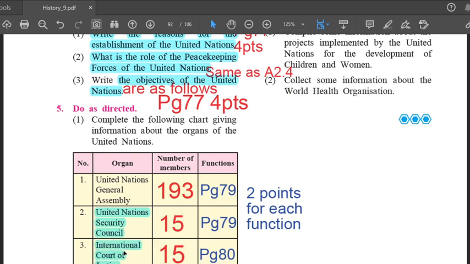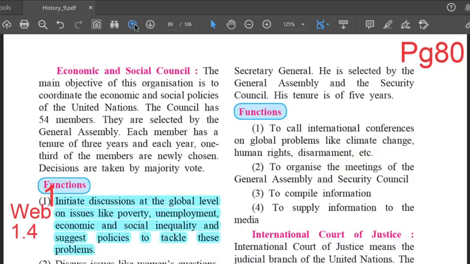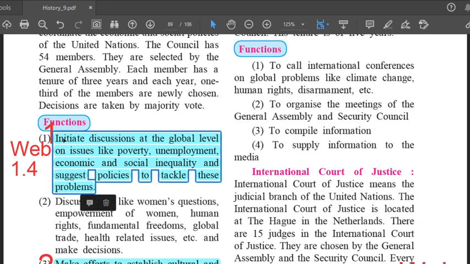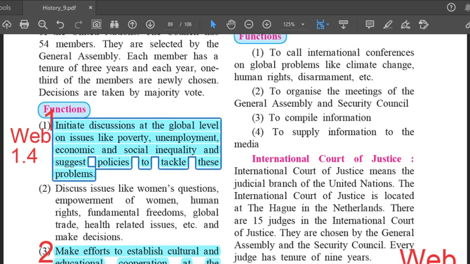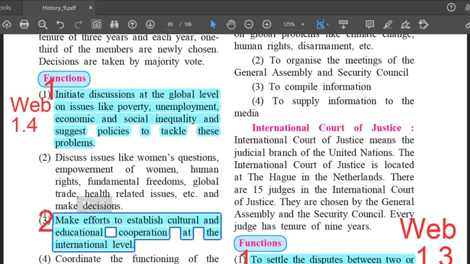International Court of Justice. Number of members are 15 and functions are on page number 80. Left hand side. Can you see your functions, children? Second paragraph. Functions, first line, first point is the point. Initiate discussions at the global level on issues like poverty, unemployment, economic and social inequality, and suggest policies to tackle these problems. Next is the third point. That is your point number 2, second function. Make efforts to establish cultural and educational cooperation at the international level.